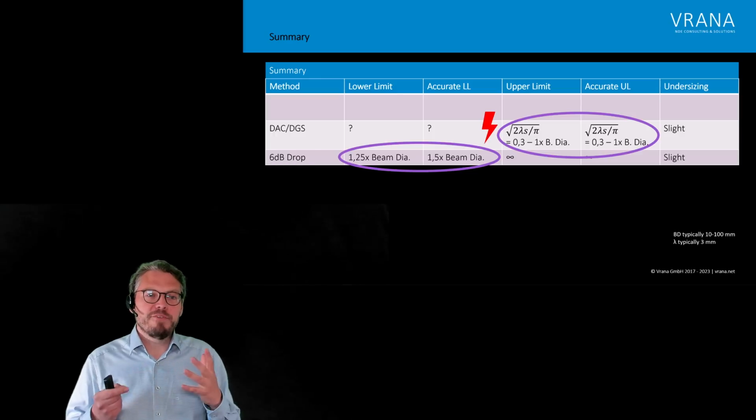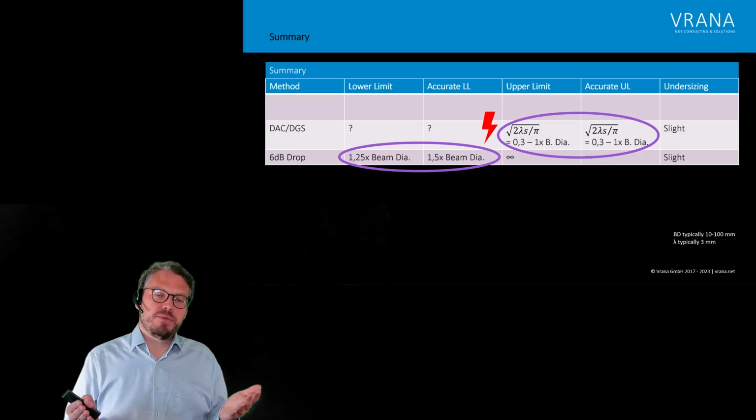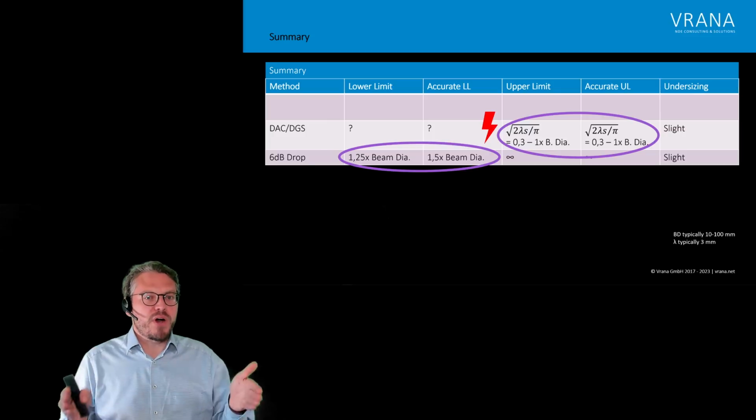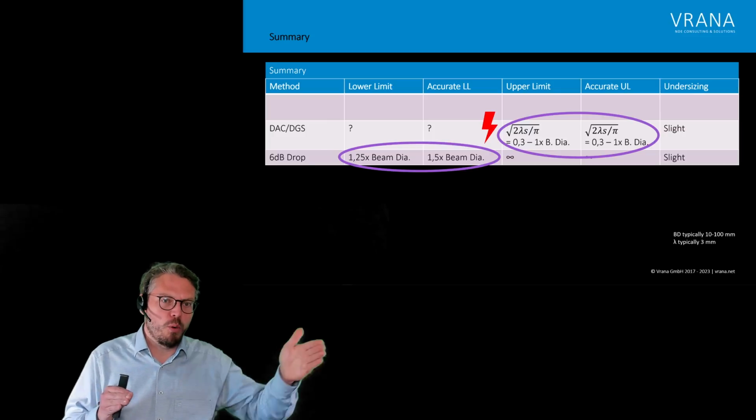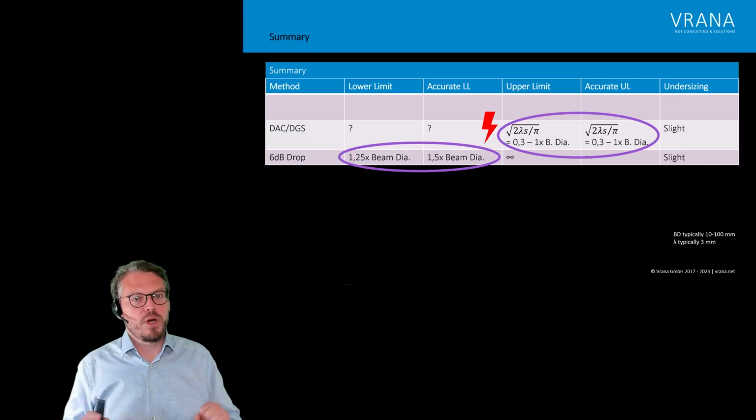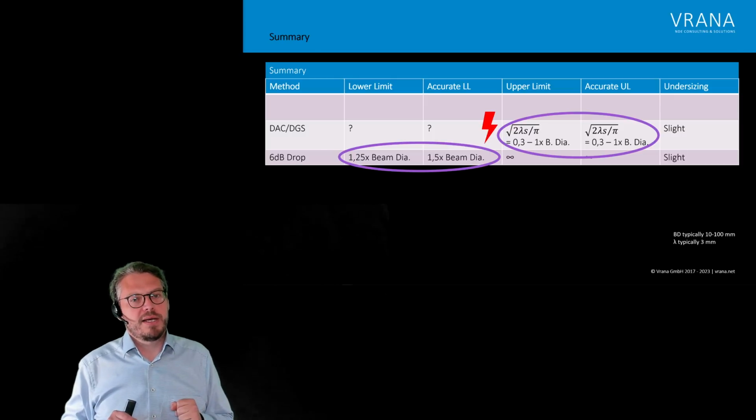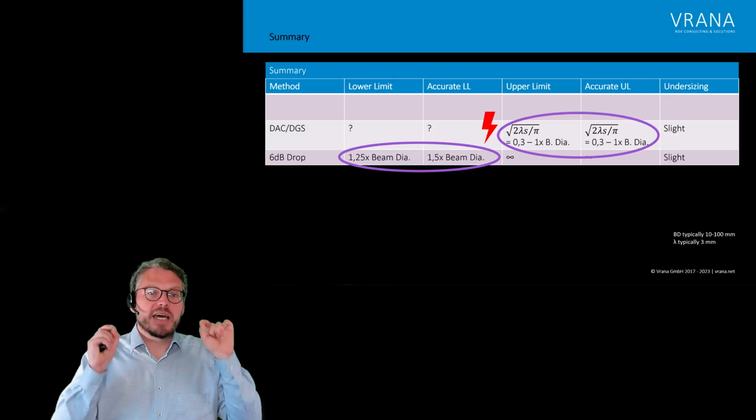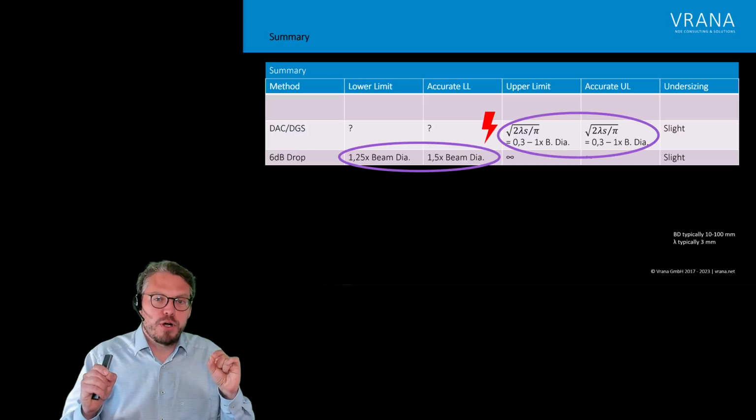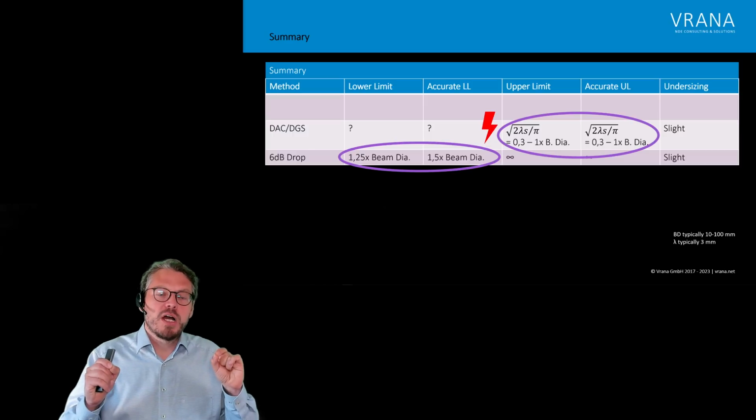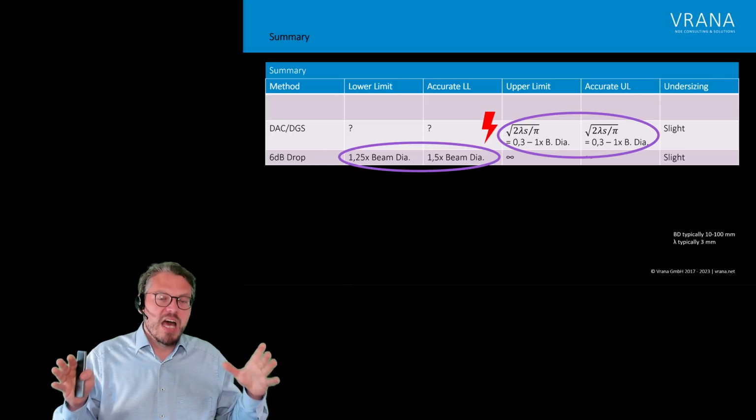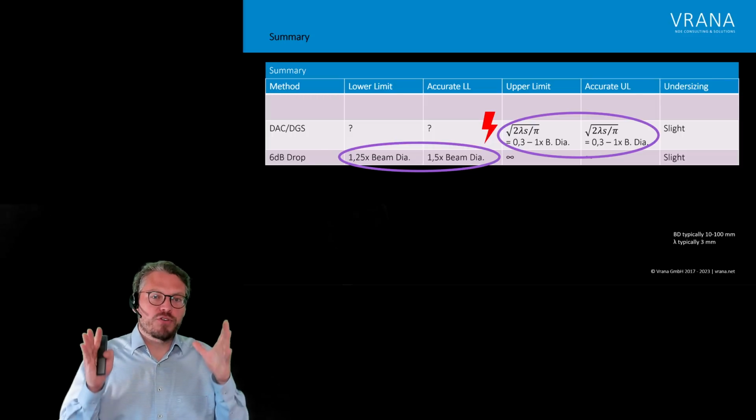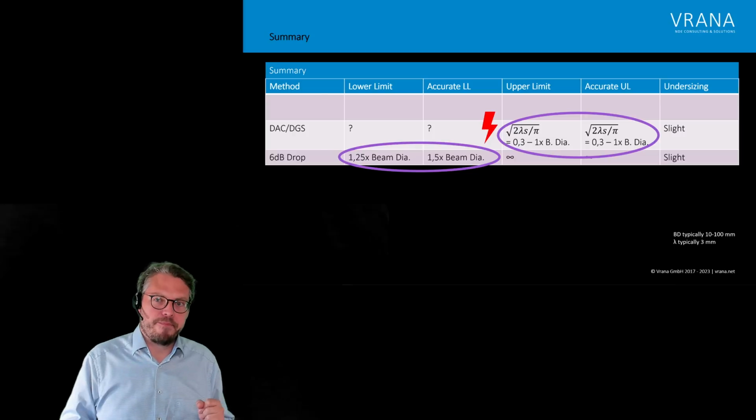So we have a gap between those two. If you find an indication somewhere between about 0.5 and 1.5 times the beam diameter, then you should take a different probe, with a different beam diameter, with a different frequency, with a different whatever, so that you can get an accurate reading within that gap.